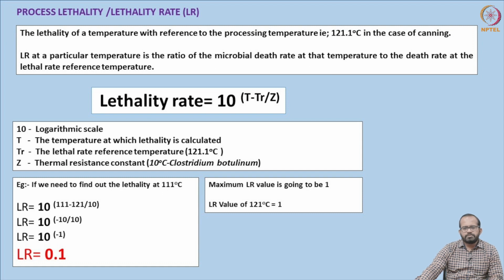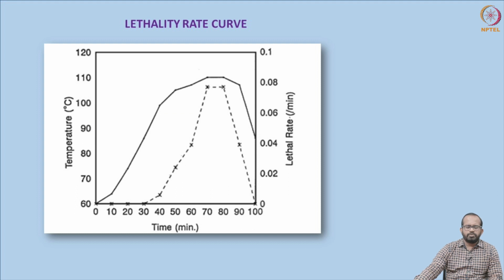So the maximum LR value is given to be 1. The LR value at 121 degrees is equal to 1. Using this information, we can also draw a lethality curve. The time in minutes is given on one axis, the temperature on another axis, and the lethality rate in minutes on another axis.